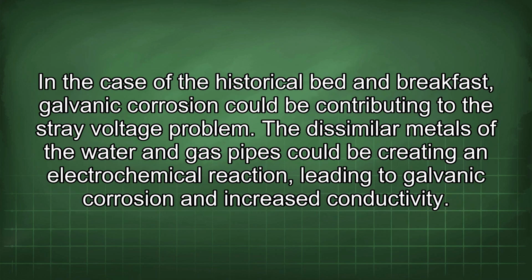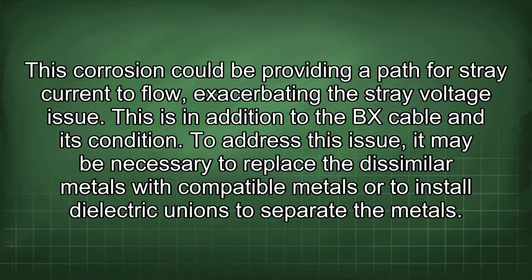In the case of the historical bed and breakfast, galvanic corrosion could be contributing to the stray voltage problem. The dissimilar metals of the water and gas pipes could be creating an electrochemical reaction, leading to galvanic corrosion and increased conductivity. This corrosion could be providing a path for stray current to flow, exacerbating the stray voltage issue. This is in addition to the BX cable and its condition.